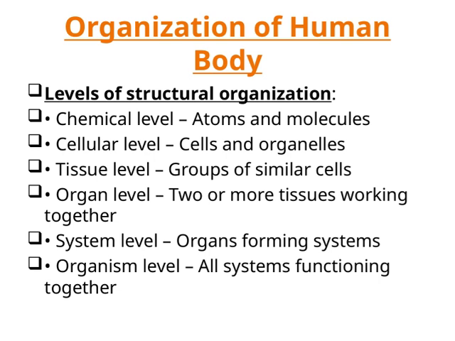Then we come to the system level. Here, organs work together as part of larger systems, such as the circulatory or respiratory systems, coordinating activities vital for life. And at the highest level, we have the organism level, where all these systems operate in harmony, enabling the human body to function as a whole.